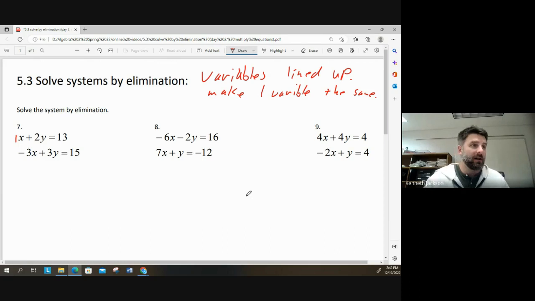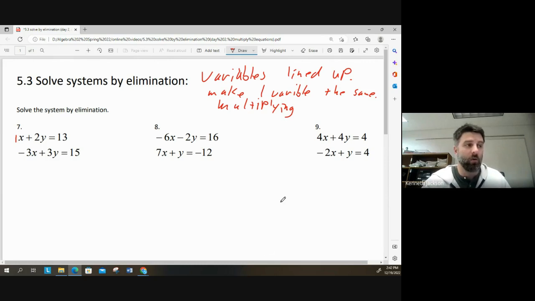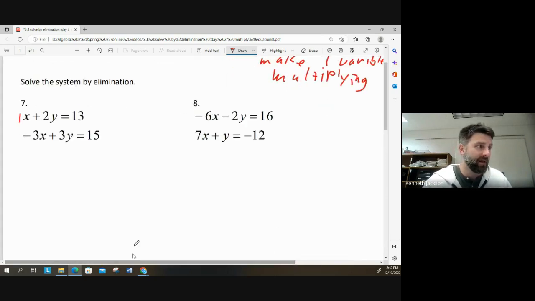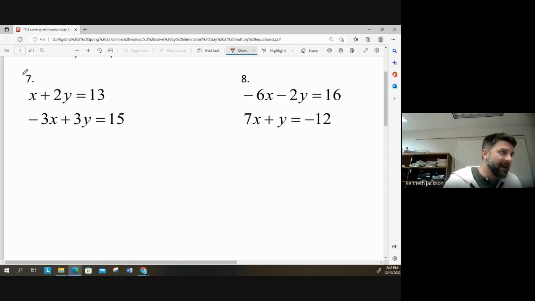So what I need to do in order to make one of the variables the same is I have to do some multiplying to the equation or equations to make them the same. So let's take a look here first at number 7. Again, in front of this x, I have a 1 and I have a negative 3. Well, I can multiply this 1 in front of that x in order to make it a 3. Now, I can't multiply a 2 in order to make it a 3 for the y's, but I could multiply both of them, and we'll do some of those in the next section.